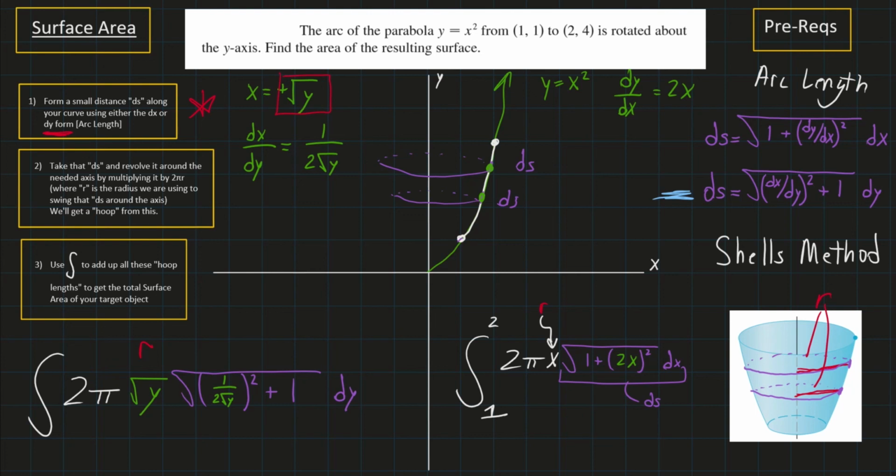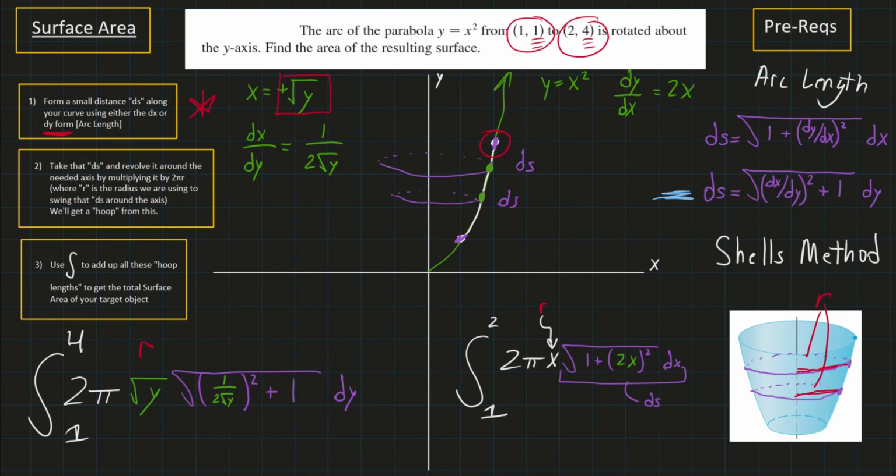Again, my first ds is right here. But what is the y-coordinate of this point? Well, the y-coordinate will be 1. And I'll keep packing those hoops on until I get to my last ds right here. And I want the y-coordinate of this point. That will be 4. So there we go.